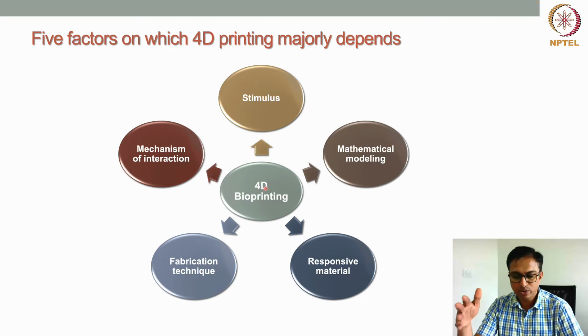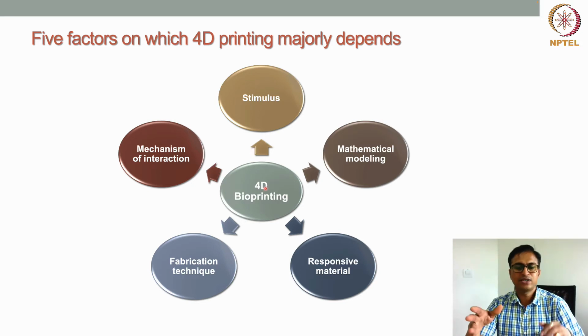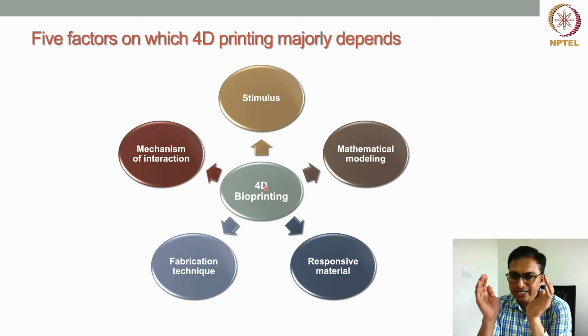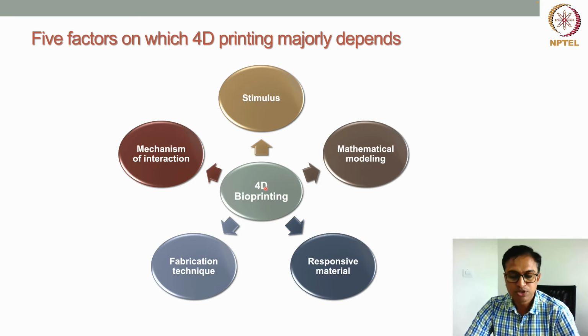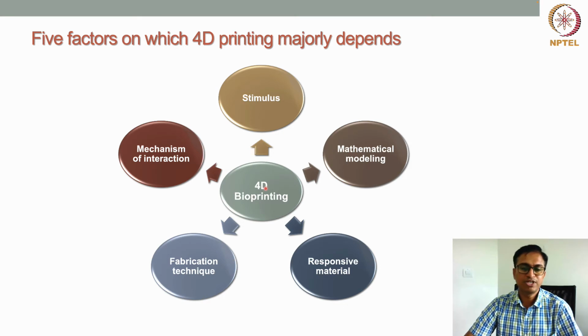Whatever changes happen in the bioprinting can be modeled, and we can accurately predict or design what type of changes, and how much change, can happen in the 4D bioprinting process. So mathematical modeling can also be very helpful to understand the 4D bioprinting process. Many times the 4D bioprinting process can depend on mathematical models. So mathematical modeling is another factor that can be studied for 4D bioprinting.